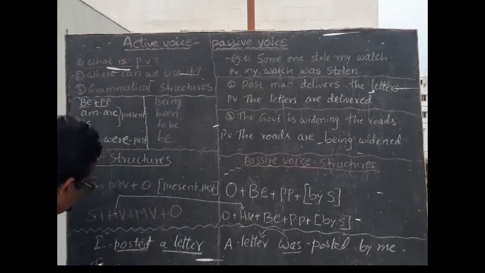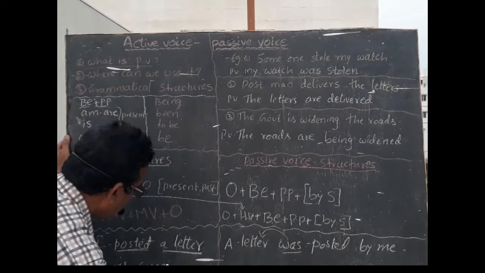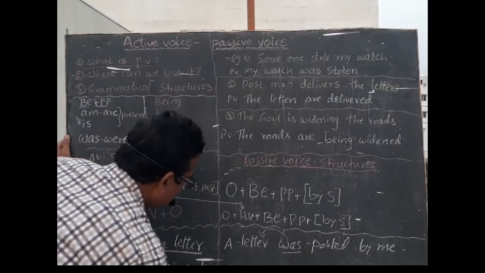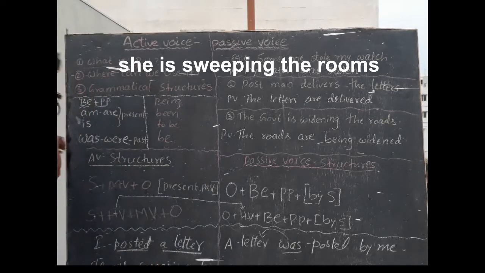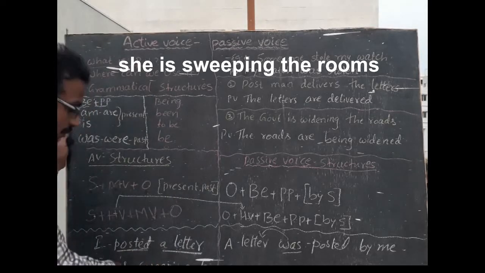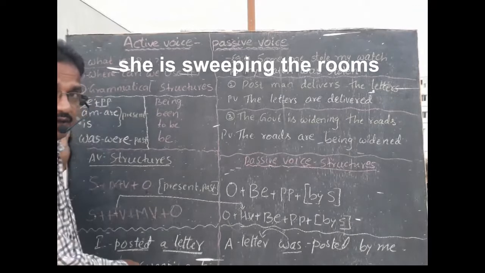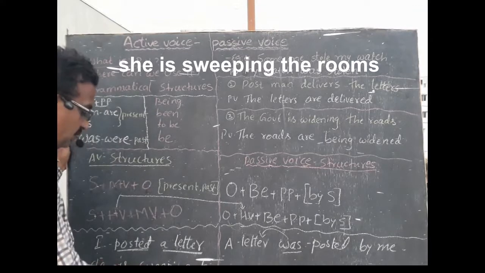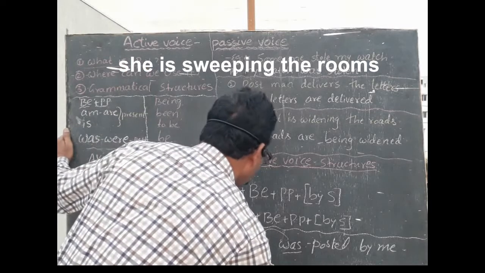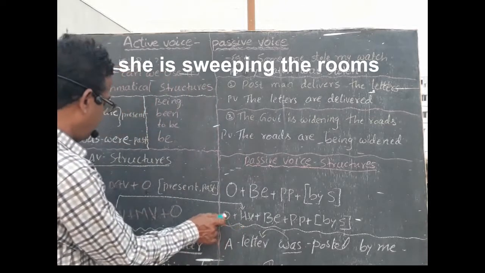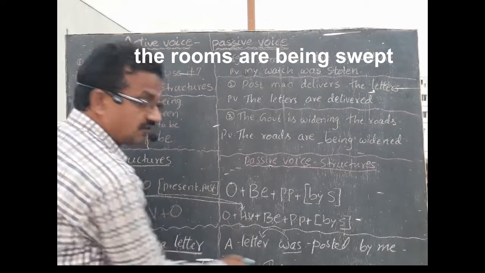So, she is sweeping the rooms. Observe here, she is the subject, then helping verb and ing form, present continuous tense. You observe the subject, helping verb plus present continuous, so the sentence is in present continuous tense. So the object should be placed first. Accordingly, object first, and the helping verb should be the same but must agree with the subject of the passive verb.